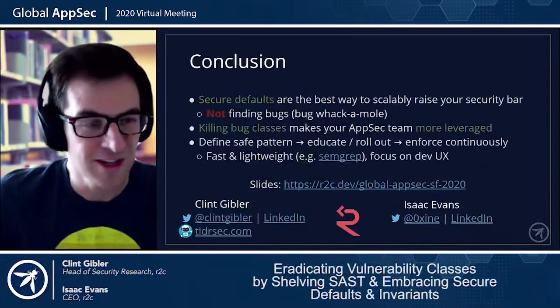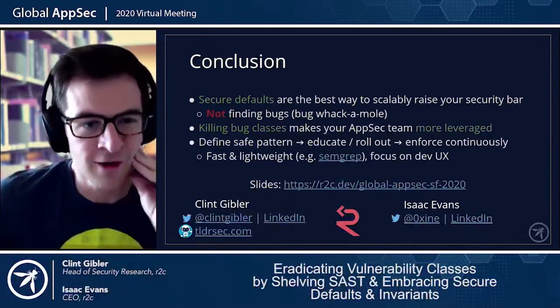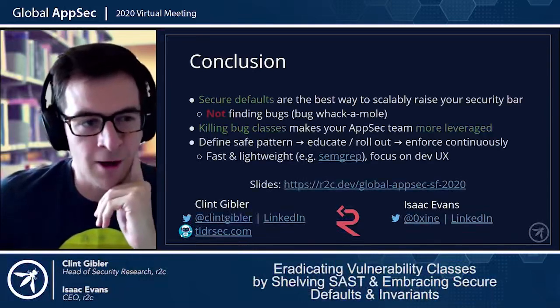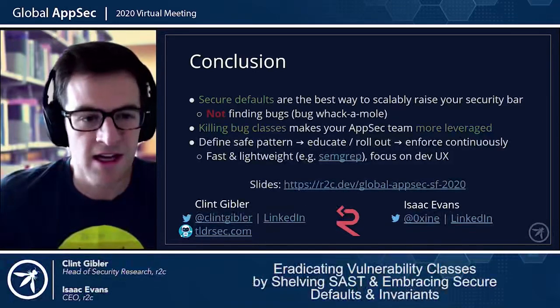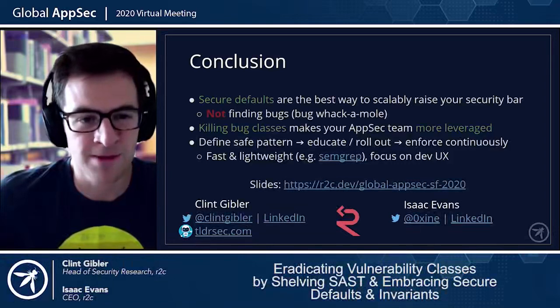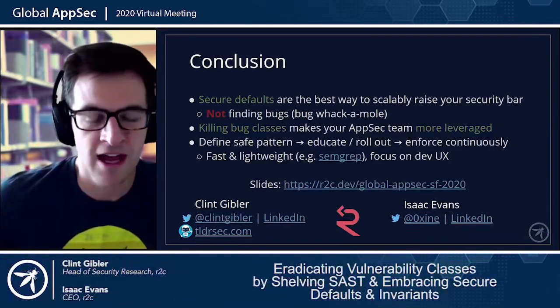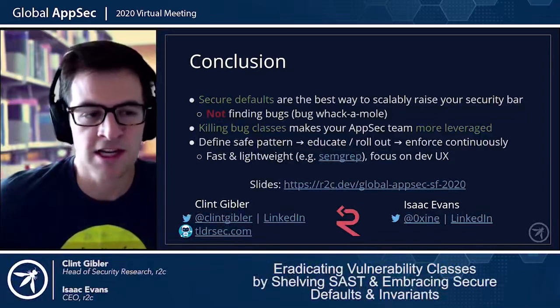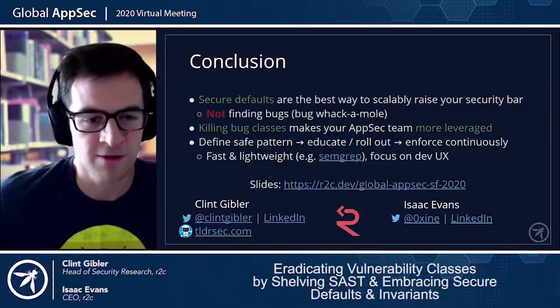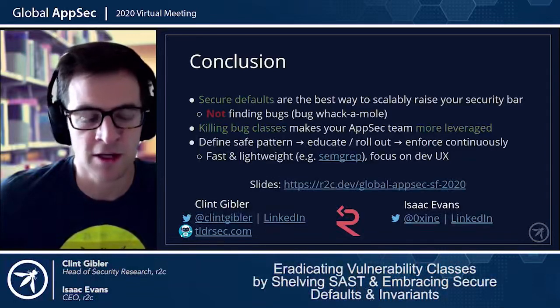So in conclusion, if there are just a few things that you take away from the talk, let it be this. First off, secure defaults are the best way to scalably raise your security bar, not by playing bug whack-a-mole. Second, killing bug classes is going to produce compounding results. It's going to make your AppSec team more leveraged. And the way that you should do that is by defining a safe pattern, educating developers as you roll it out, and then figuring out a way to enforce it continuously, for which you're going to need fast and lightweight tools. Semgrep might fit some of your use cases there. And you're really going to want to focus on the developer experience with that tool.